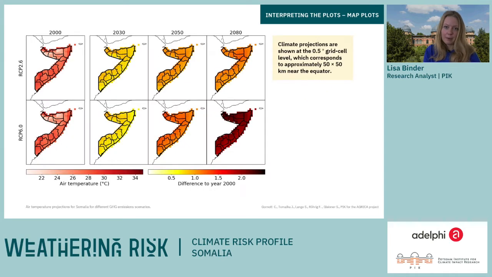Furthermore, we will be providing map plots which display regionally explicit climate information that are averaged over an area of approximately 50 times 15 kilometers. And this example here shows you projected changes in air temperature under RCP 2.6 in the upper row and under RCP 6 in the lower row. And the leftmost column always provides you with a baseline period that is around the year 2000, and then you have the other columns that show differences relative to this baseline period.